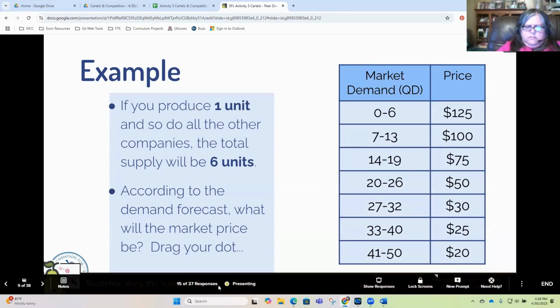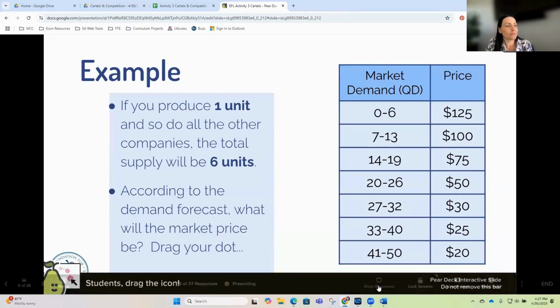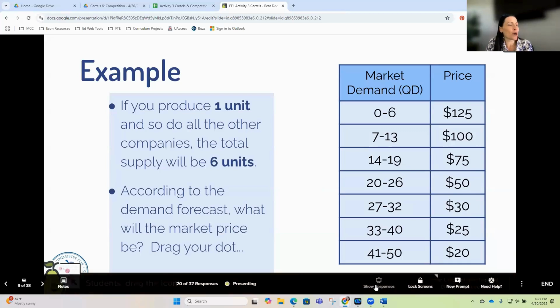All right, let's see where your dots are. I only see 15. Drag those yellow dots. I'm waiting for 15 more.